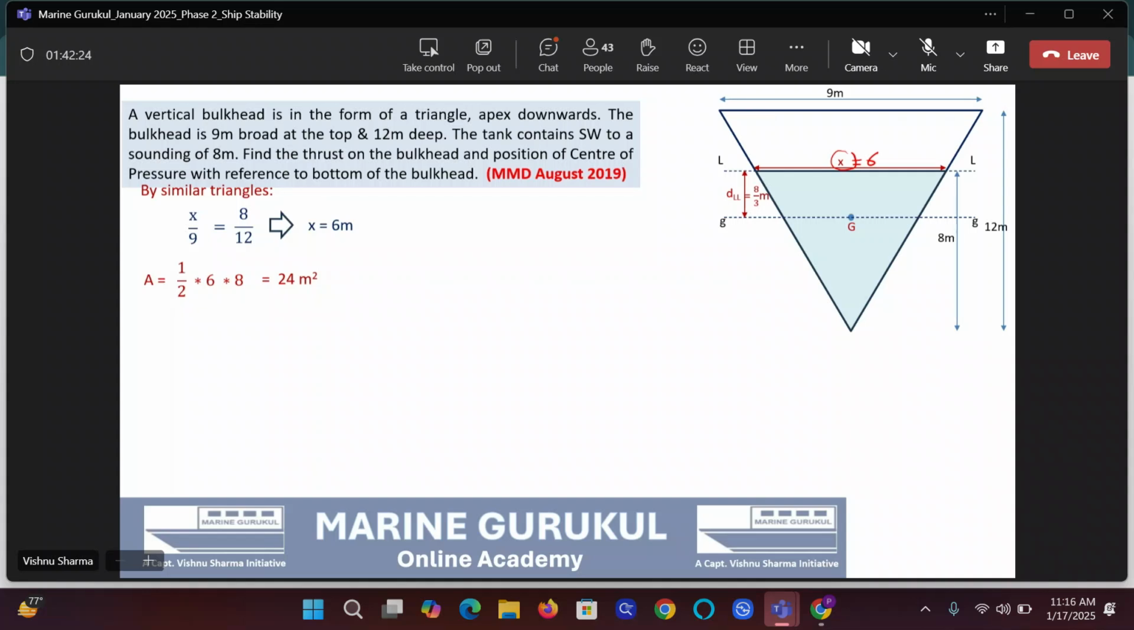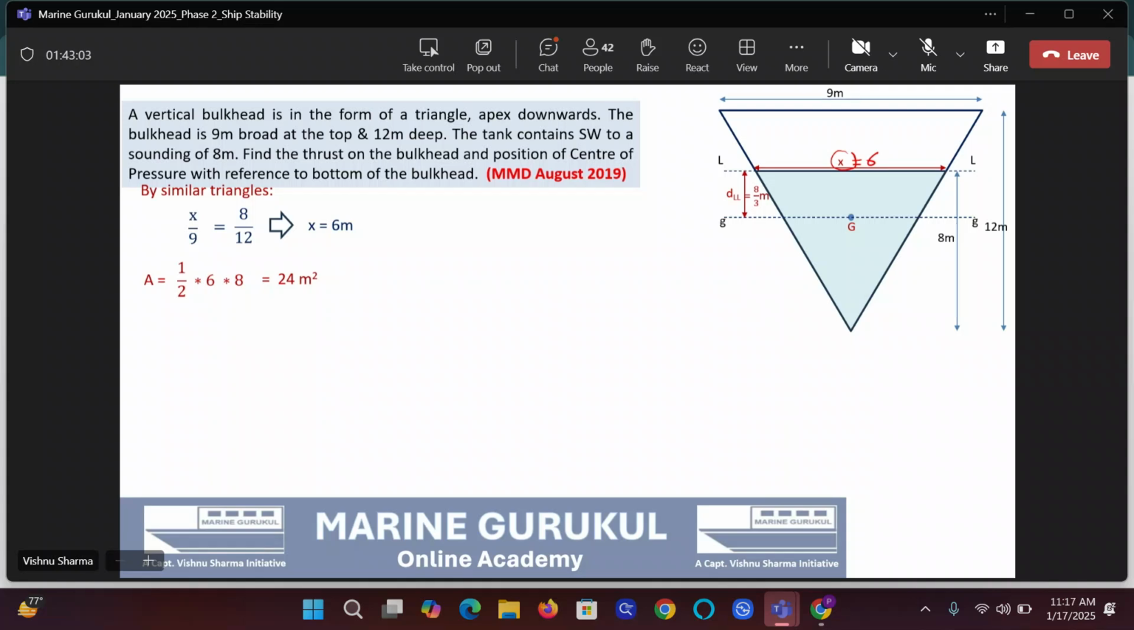Anybody who needs help in calculating thrust, please let me know now, because once I show, then you will feel you knew it. Guys, anybody who needs help in thrust, don't hesitate. Sir, please repeat. Tell me, how to calculate the thrust? Okay, previous question, how did we calculate thrust? Thrust is DLL into density into area. Pressure at the GC into area, correct? Correct, sir.